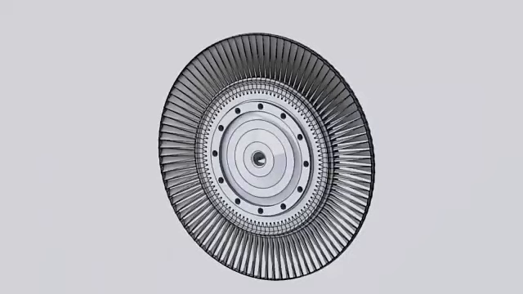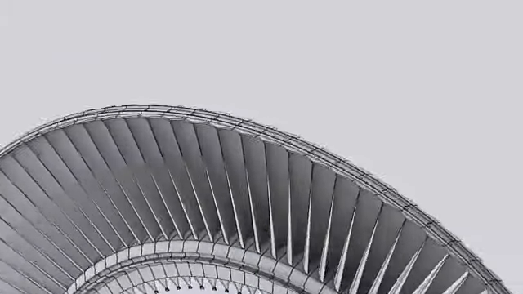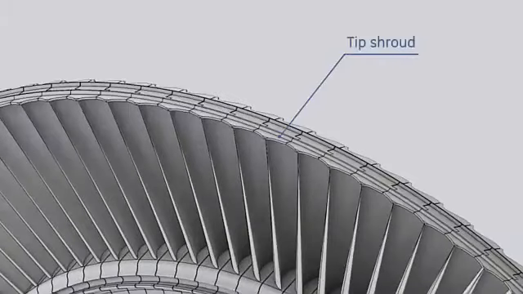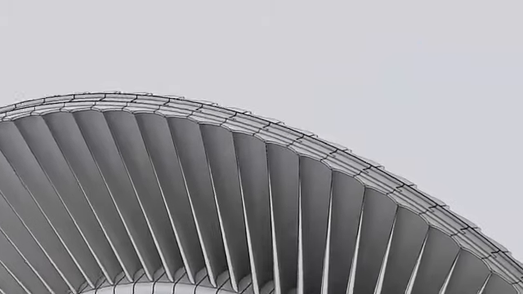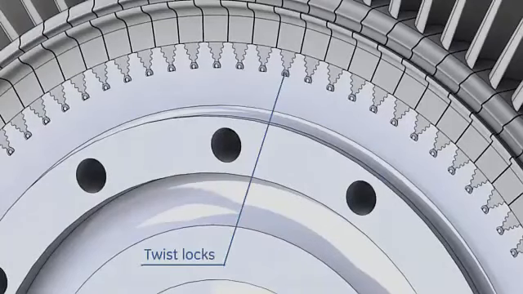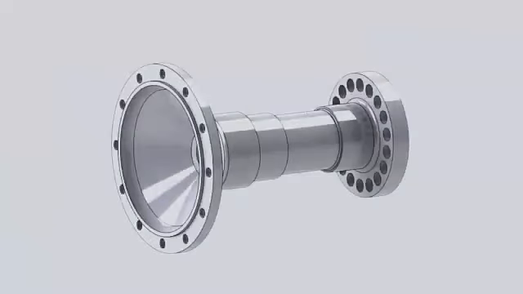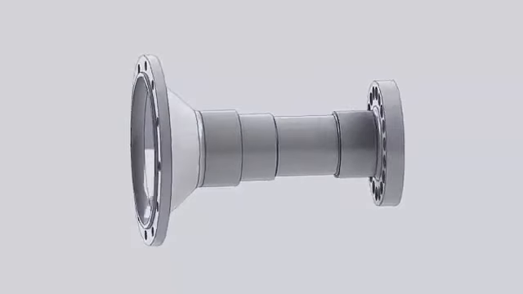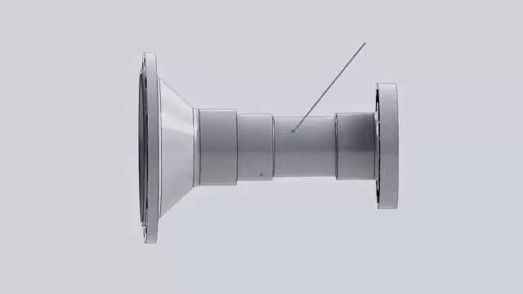The third wheel carries the buckets of the third turbine stage. 92 buckets are also installed on the third wheel. Third stage buckets are not internally cooled. The third stage bucket tip is also enclosed by a shroud. Buckets are attached to the wheel by the dovetail arrangement and held in the axial direction by a twist lock arrangement like the second stage.